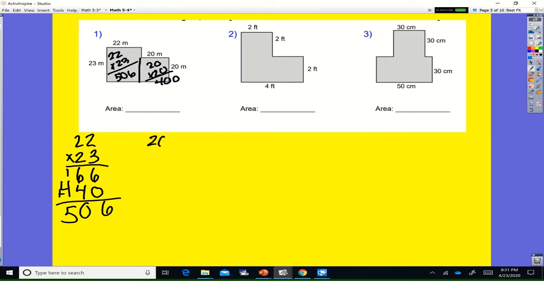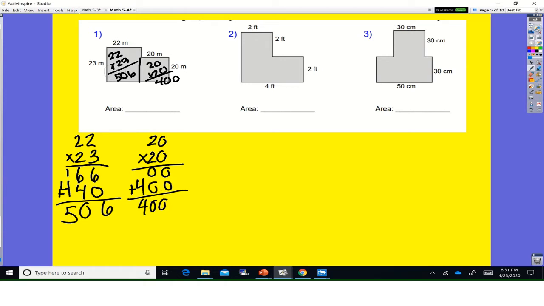If you need to go down here and show your work, that's totally fine. 0 times 0 is 0, 0 times 2 is 0. I add a 0 for place value, 0 times 2 is 0, and 2 times 2 is 4. Add that up, that gives me 400.